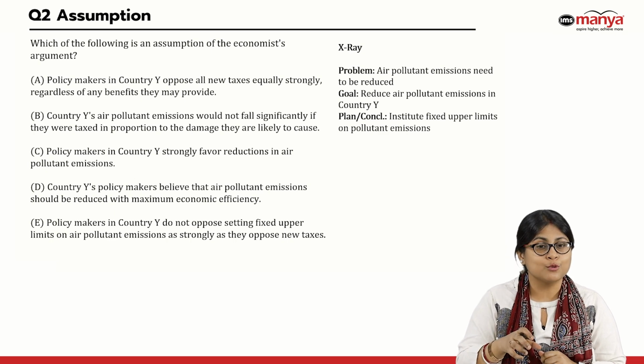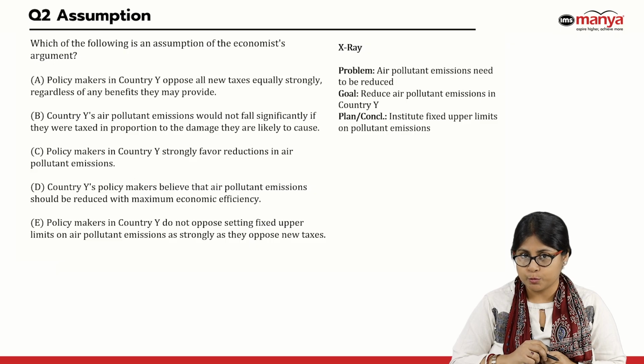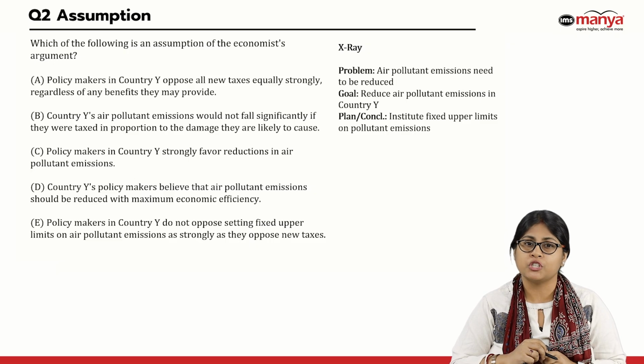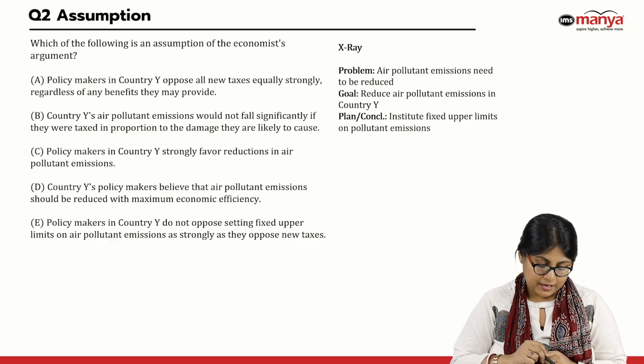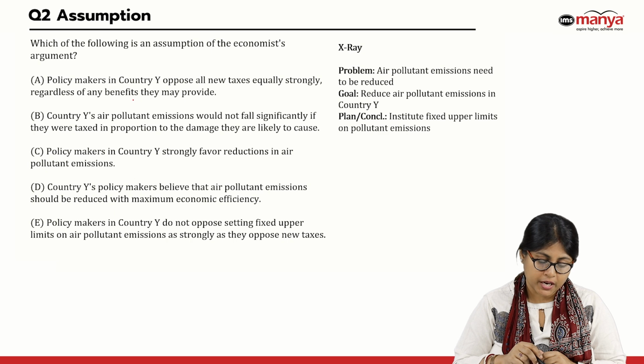And now let's move on to option elimination. All right, step 4, eliminating the options. Let's read one by one each of the options and see if they really enable my plan to achieve the goal or not. Option A says, policymakers in country Y oppose new taxes equally strongly regardless of any benefits they may provide.